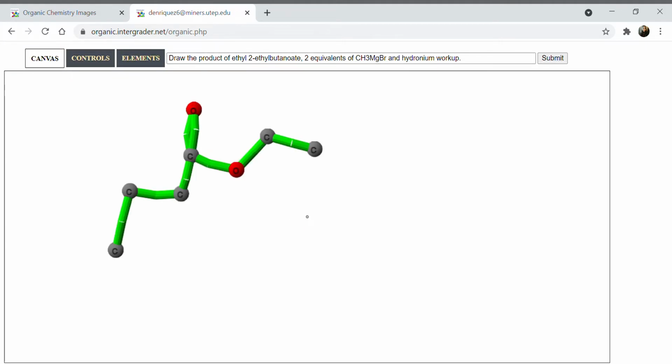Okay, let's start by drawing this. Butanoate. So, 4 carbons, double bonded oxygen, single bonded oxygen. There's an ethyl on this oxygen, so I'll add that. And at the 2 position, there's an ethyl, so over here. And then we have 2 equivalents of CH3, so I will go ahead and draw that because we're going to be adding some methyls.